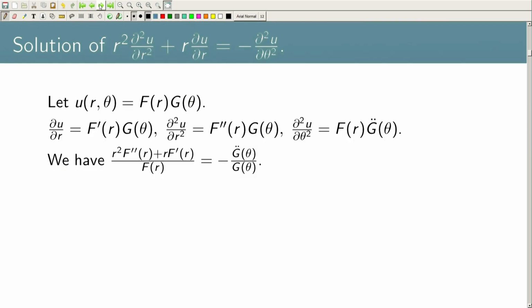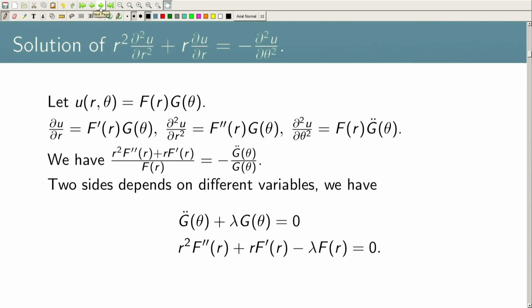Okay. So, therefore, by this equation, if we put it, then we get that r square f double prime r plus r f prime of r divided by f r is equal to minus g double derivative with respect to theta by g theta. Look at both the left and right hand side.